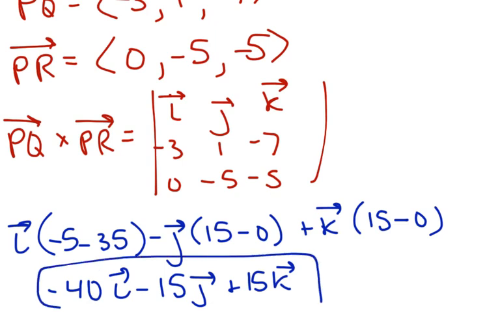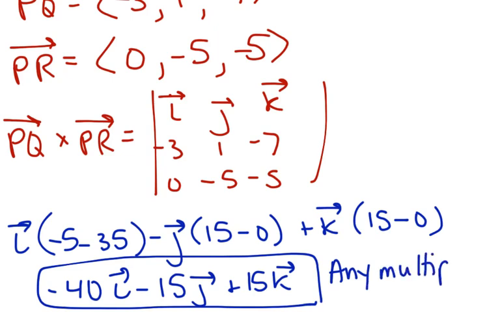Now, this is not the only answer. Any multiple of this answer is also a vector that is perpendicular to the plane passing through those points. So if I want to multiply each of these components by the same value, or divide each of these components by the same value, I will get another vector that is also perpendicular to that plane.